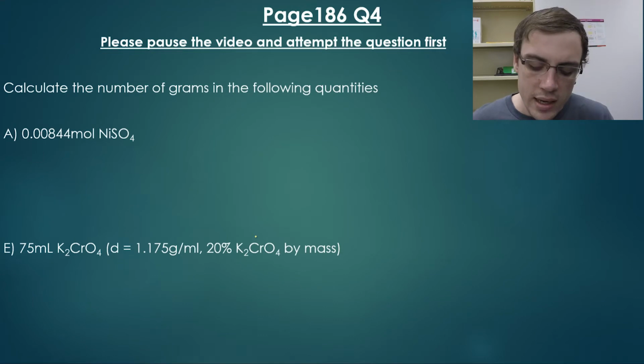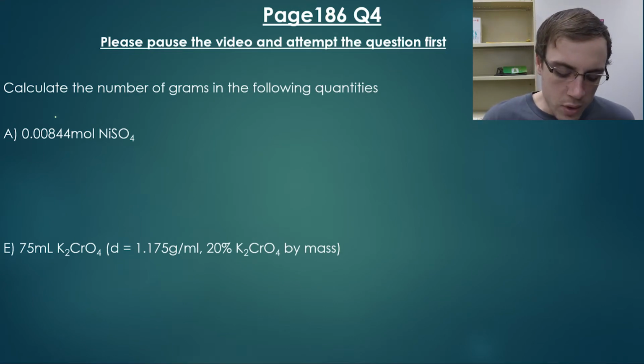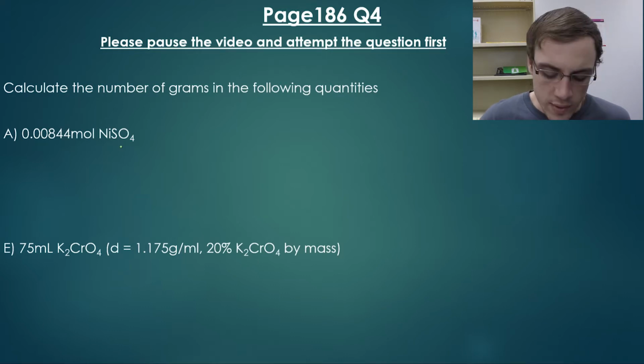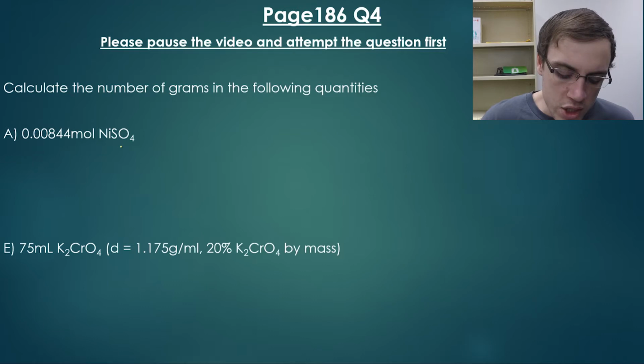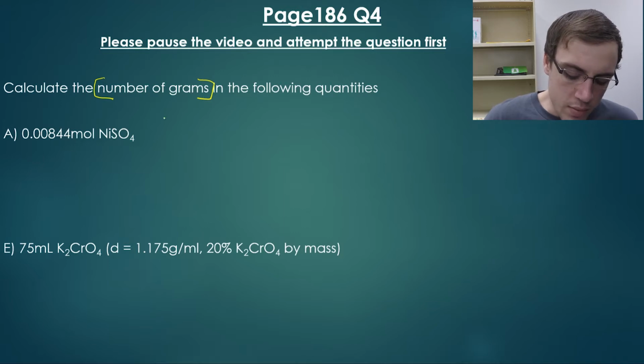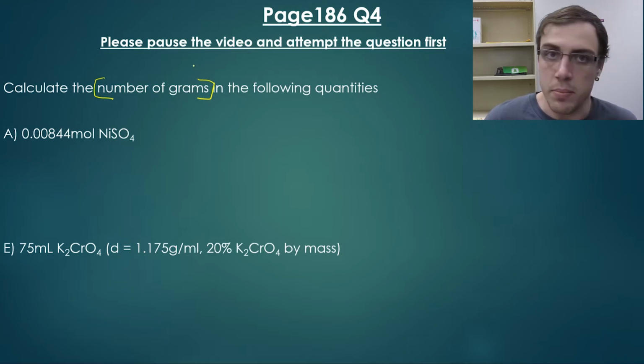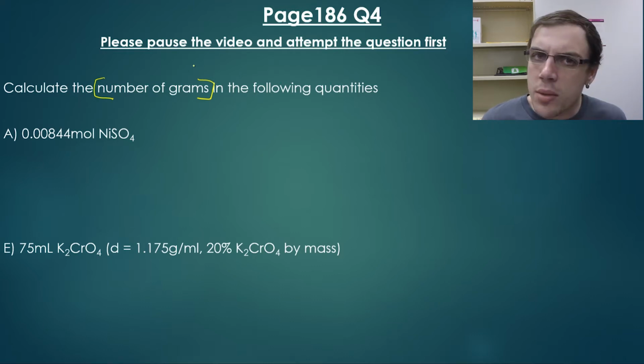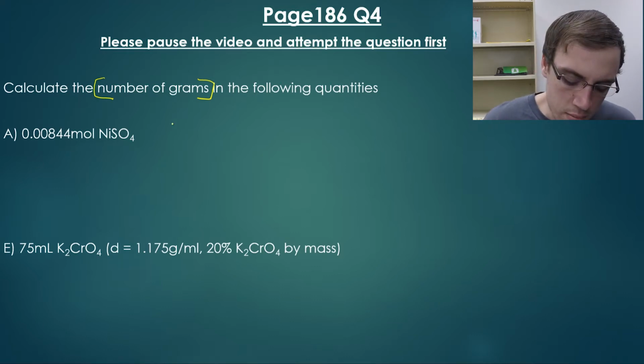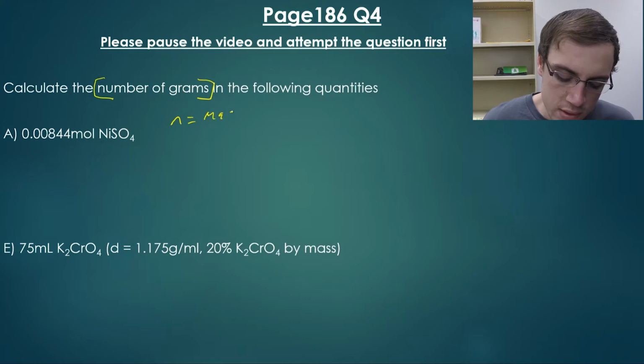Calculate the number of grams in the following quantities. We've got 0.00844 moles of nickel sulfate, and the question says calculate the number of grams. I'm just going to put a square bracket there. What I'm looking at here is I see moles, I see grams, which is mass. So the first equation that pops into my head is moles is equal to mass over molar mass.